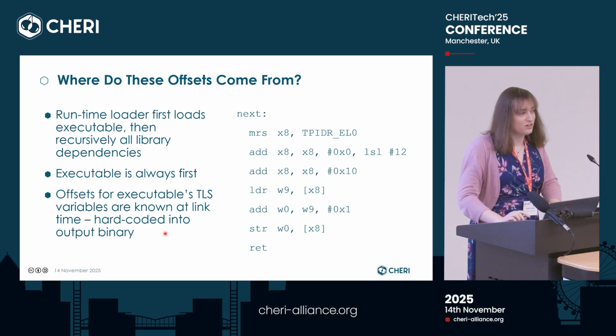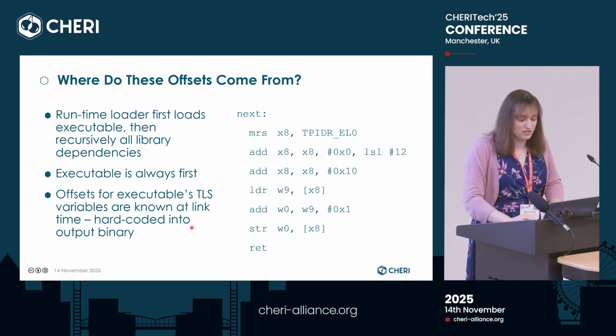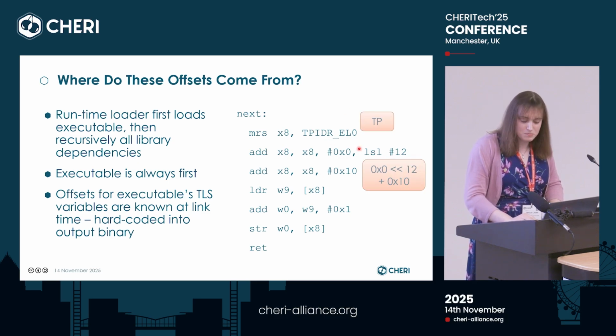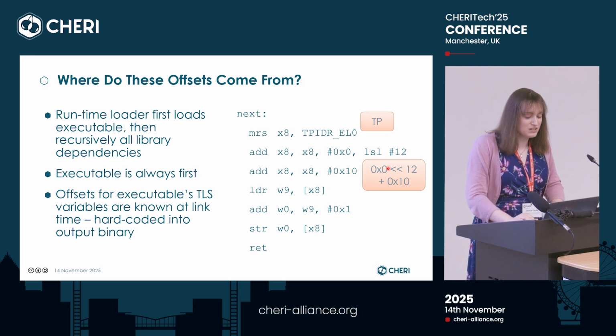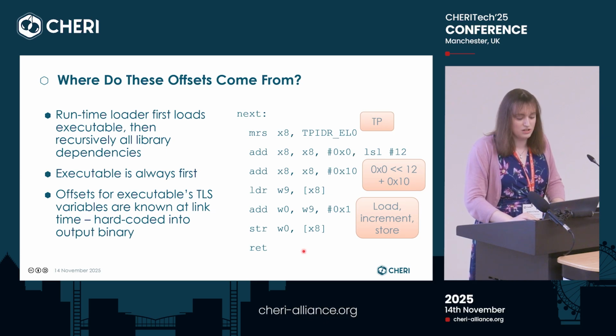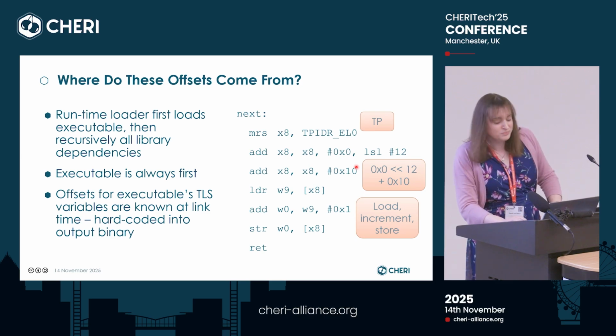This is what it looks like on ARM for our next function from the previous slide. So here is our thread pointer. Here is the offset, split across two instructions because of RISC encodings and things. Basically the offset 16 being added onto our thread pointer. And then finally here we can do our load, add, and store. But all we've got here is just hard-coded constants in the actual executable that we're running.